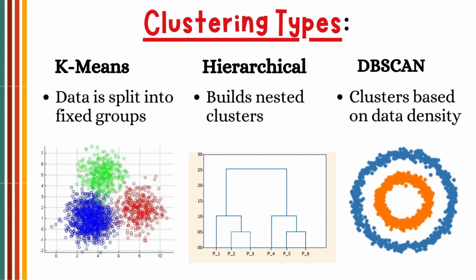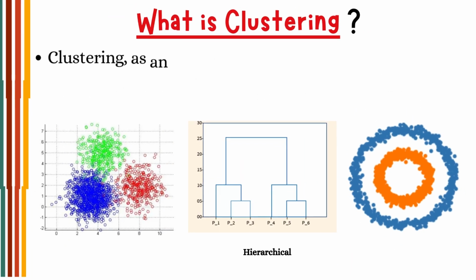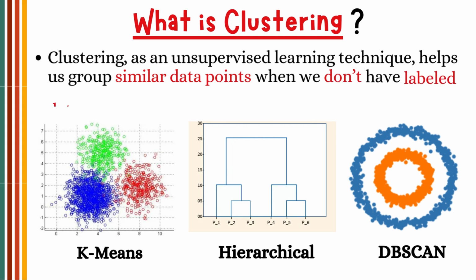generally categorized. Partition-based, like K-means, where data is split into fixed groups. Hierarchical, builds nested clusters in a tree-like structure. Density-based, like DBSCAN, which forms clusters based on data density. Clustering, as an unsupervised learning technique, helps us group similar data points when we don't have labeled data. It's used in things like customer segmentation, anomaly detection, and pattern discovery.